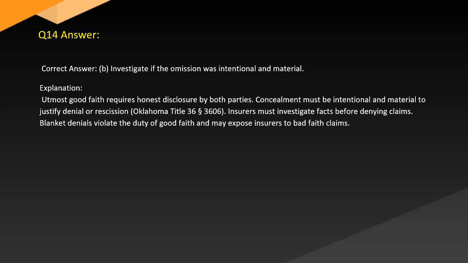Explanation. Utmost good faith requires honest disclosure by both parties. Concealment must be intentional and material to justify denial or rescission. Oklahoma Title 36 §3606. Insurers must investigate facts before denying claims. Blanket denials violate the duty of good faith and may expose insurers to bad faith claims.